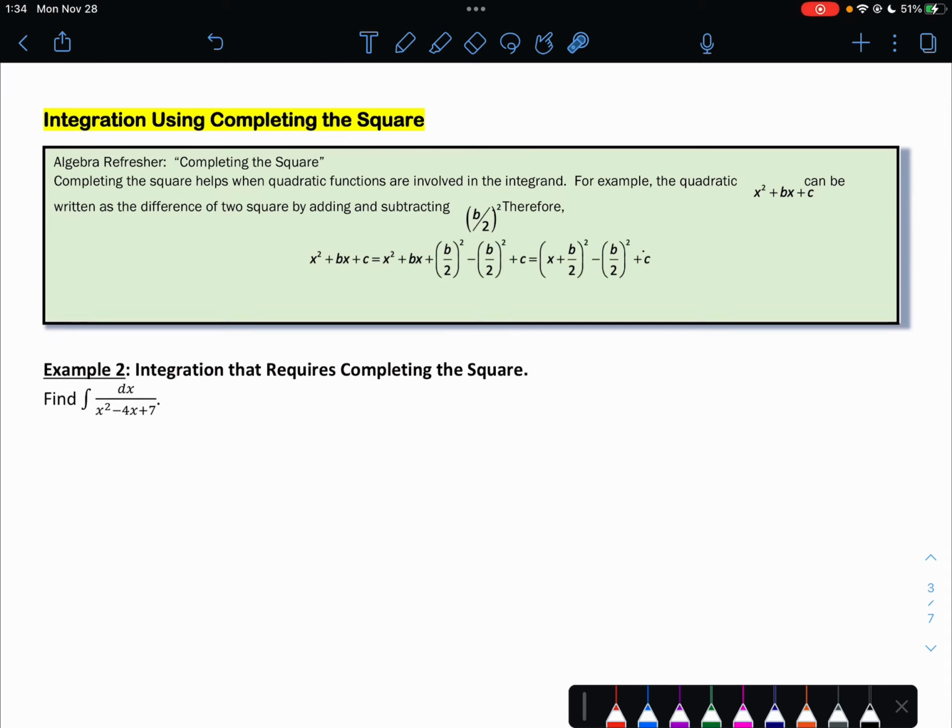All right, second technique for today is completing the square. So you should know how to complete the square, again, from your Algebra 2 or pre-calculus course. Completing the square helps when quadratic functions are involved in the integrand. For example, the quadratic can be written as a difference of 2 squares by adding and subtracting the b over 2 squared term. All right, so a lot of the times this is when we have a quadratic in the denominator, like we see in this problem right here.